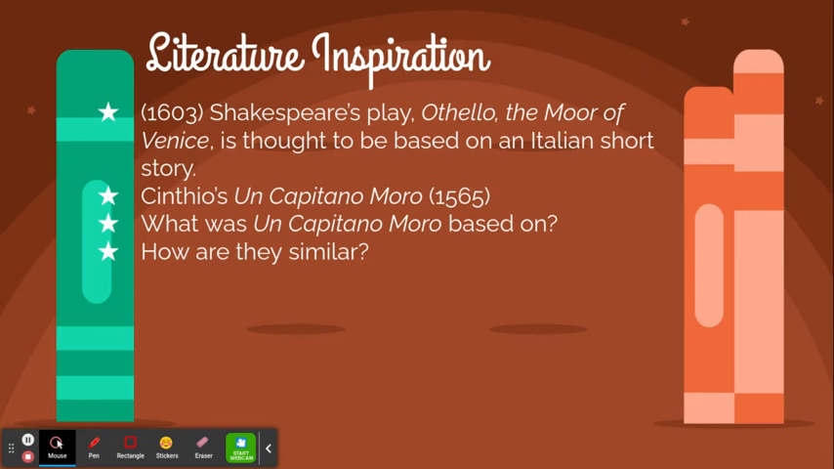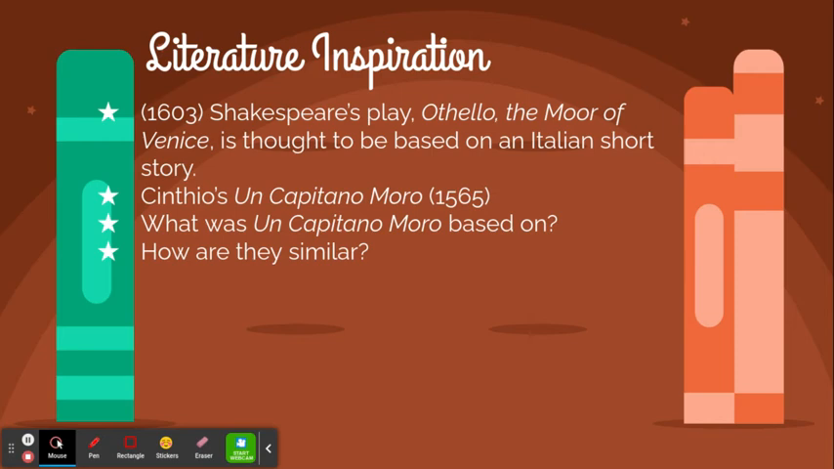Alright, so the first thing that I was going to talk about is the literature inspiration behind Shakespeare's Othello. I think it's important that we know where Shakespeare might have drawn inspiration from so that he could write this play, because it's got a lot of similarities in the texts themselves. So Shakespeare's play was written in 1603 and is actually called Othello, the Moor of Venice. And I'll get to what a Moor is later, because it was something that I was not aware of.